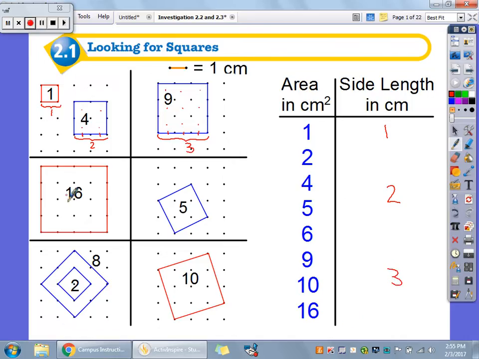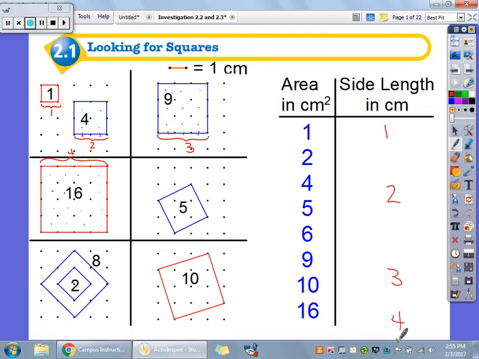All right, so if we look at this one, we have 1, 2, 3, 4, 5, 6, 7, 8, 9, 10, 11, 12, 13, 14, 15, 16. So the area is 16, which it already is telling us. And again, if we look at the side length, okay, we can see 1, 2, 3, 4. So the side length is 4.